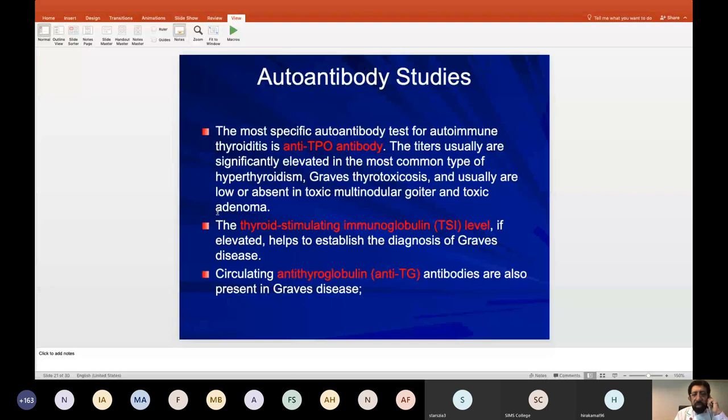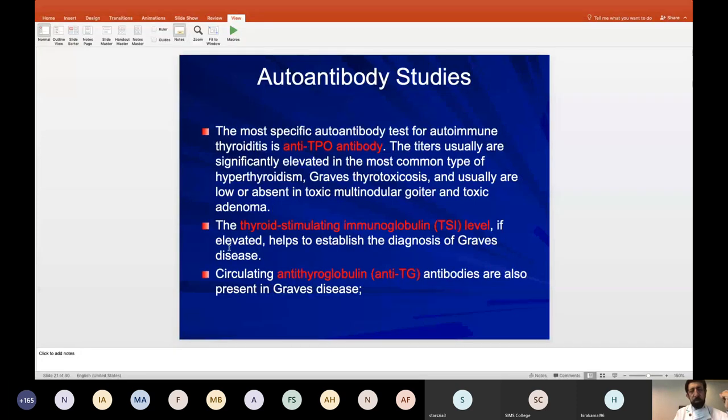So if you're talking about Graves' thyrotoxicosis or a diffuse toxic goiter or an autoimmune thyroiditis, you are going to request an anti-TPO antibody. This is more specific because this would not be raised much in toxic multinodular goiter and toxic adenomas. You must remember that, because I told you that toxic adenoma is not dependent upon these thyroid-stimulating hormone receptor antibodies. They are dependent upon their own independent activity.